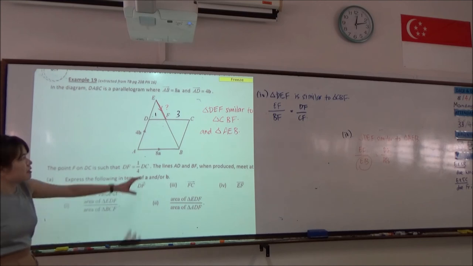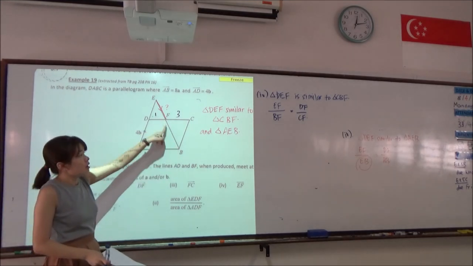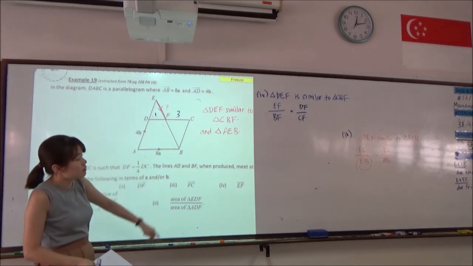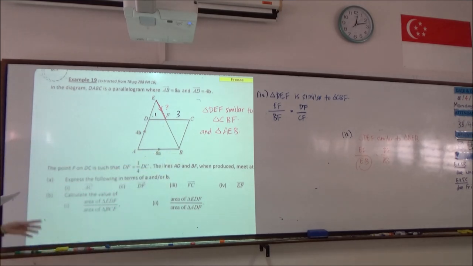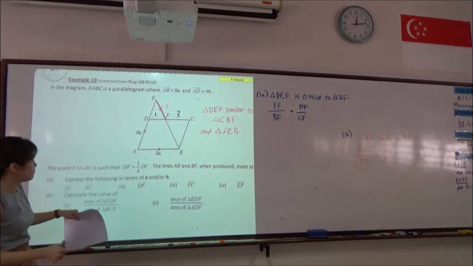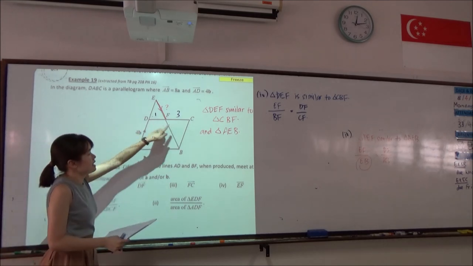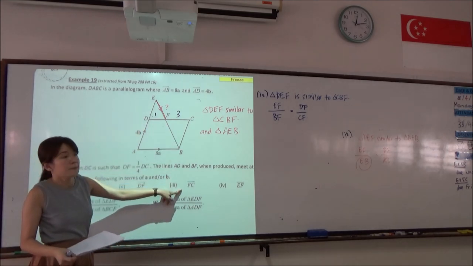Okay. Surely from the diagram itself, we cannot find out what is BF. We do not know what is BF at the moment based on your part A, parts 1, 2 and 3. But we can find BF easily by looking at BC and CF. BC, we know that it is AB. CF, we have already found it in part 3. Okay?